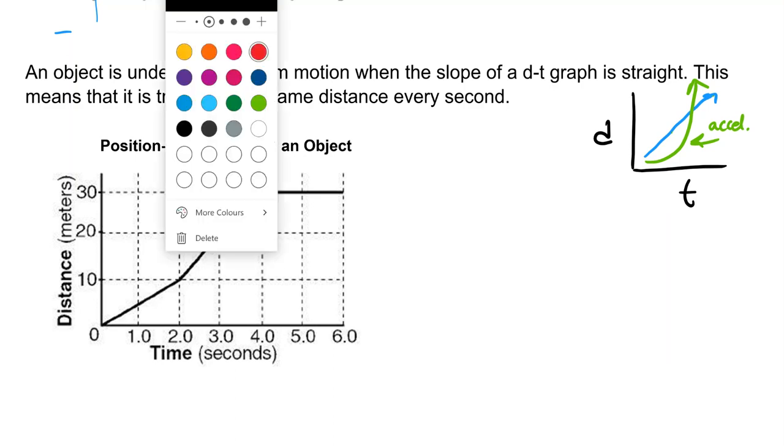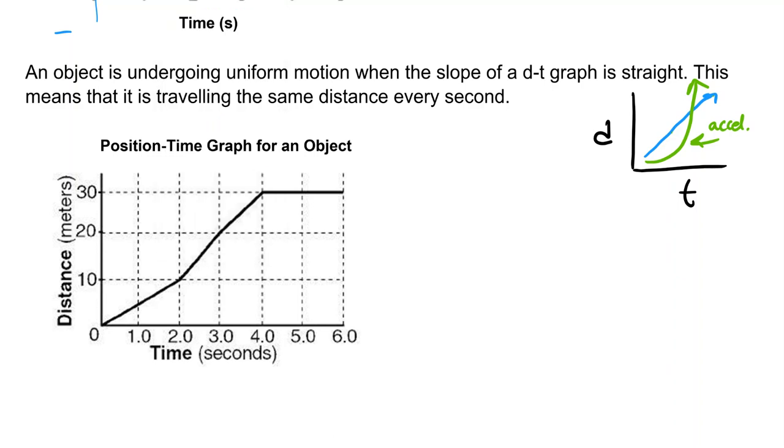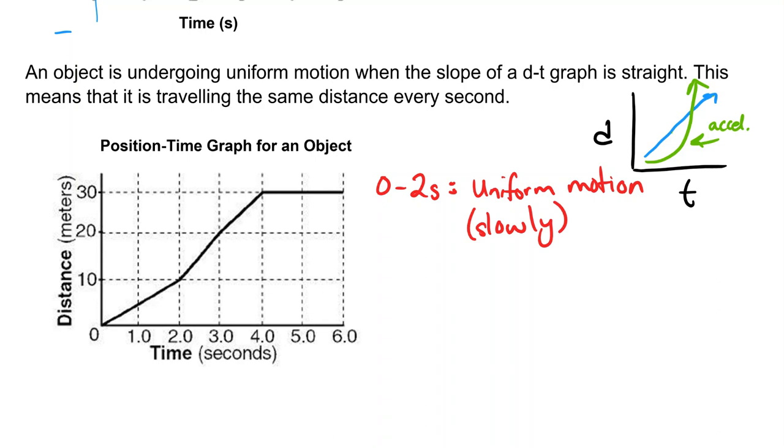Okay. So what's going on here? We've got a position time graph for this particular object. Between 0 and 2 seconds, it's traveling with uniform motion, but it's kind of going slowly, okay? Because it's kind of a flat line. It's a little bit of a flat line.